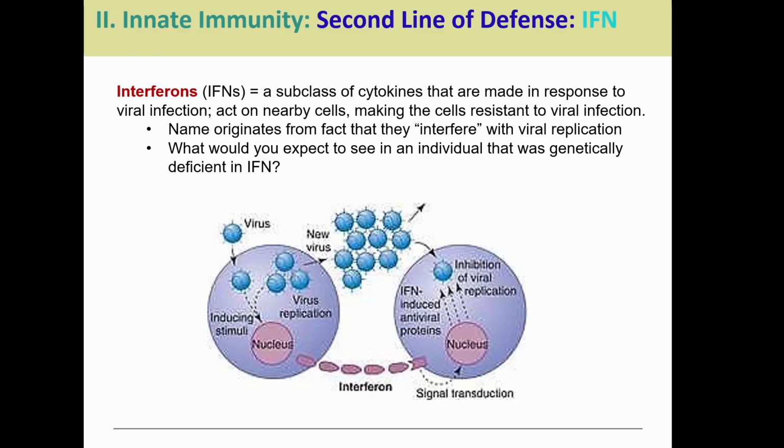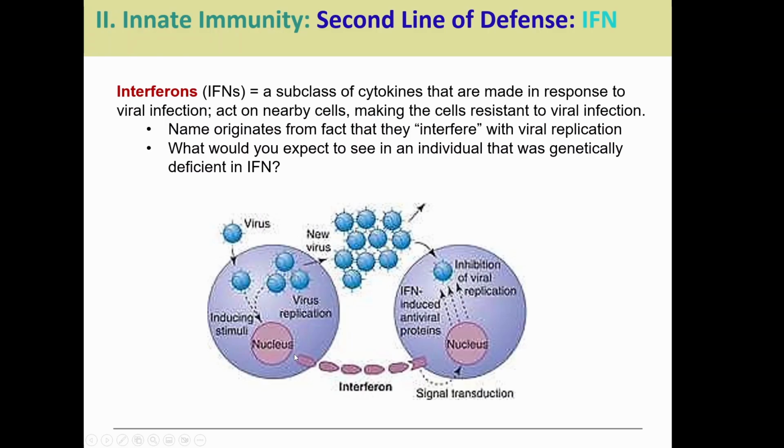We also have interferons. This is a group of cytokines that respond to a viral infection. Basically, they are going to help cells become resistant to a viral infection. So the name interferon means that it interferes with viral replication, right? If we look here, the virus gets into the cell, and the cell is now infected with a virus. I know this picture's really blurry, but the cell is infected with a virus.